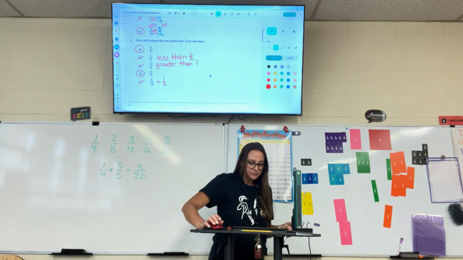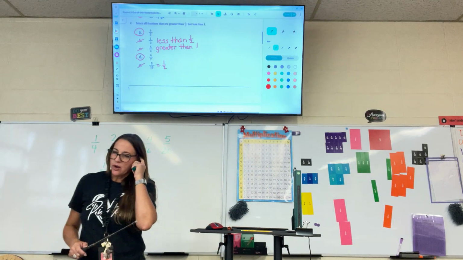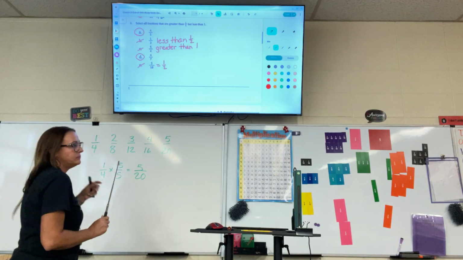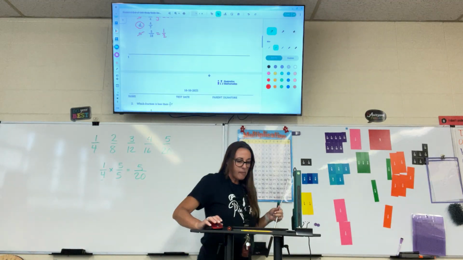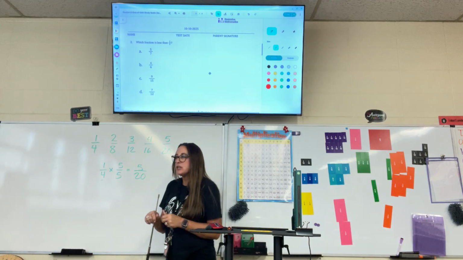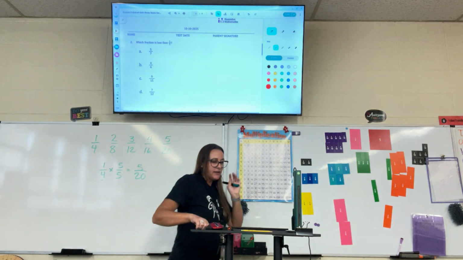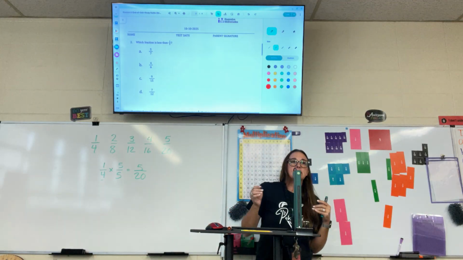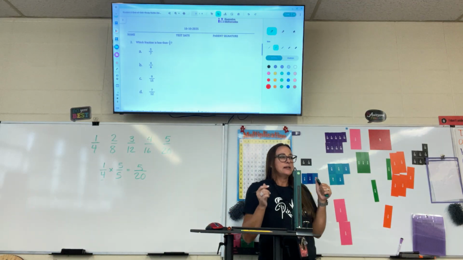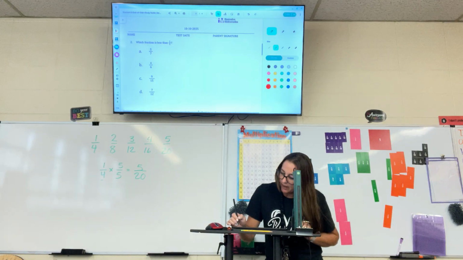Okay. So you're gonna go to the back of this page. Okay. It says which fraction is less than 3/5? What are we gonna do to find out which of those fractions is less than 3/5? Riley? Write 3/5 next to each one, and then once we do that, you got it. That's exactly right.